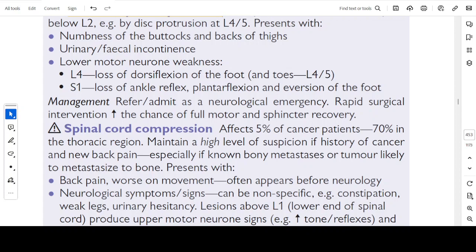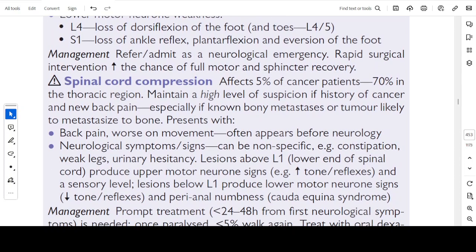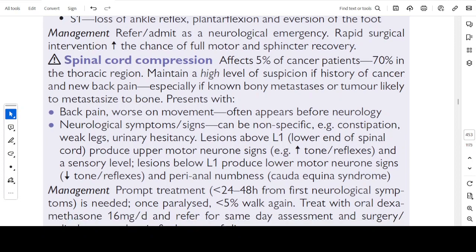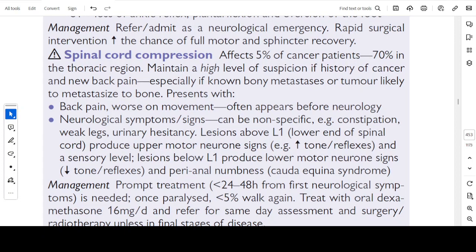So whenever there is an L4, L5 disc compression, there will be lower motor neuron weakness at L4, L5 and S1 levels. So loss of dorsiflexion of the foot and toes, and loss of ankle reflex, plantar flexion and eversion of the foot. If it is at S1, there will be loss of plantar flexion, whereas if it is L4, there will be loss of dorsiflexion of the foot. Management: refer or admit as a neurological emergency. Rapid surgical intervention increases the chance of full motor and sphincter recovery.